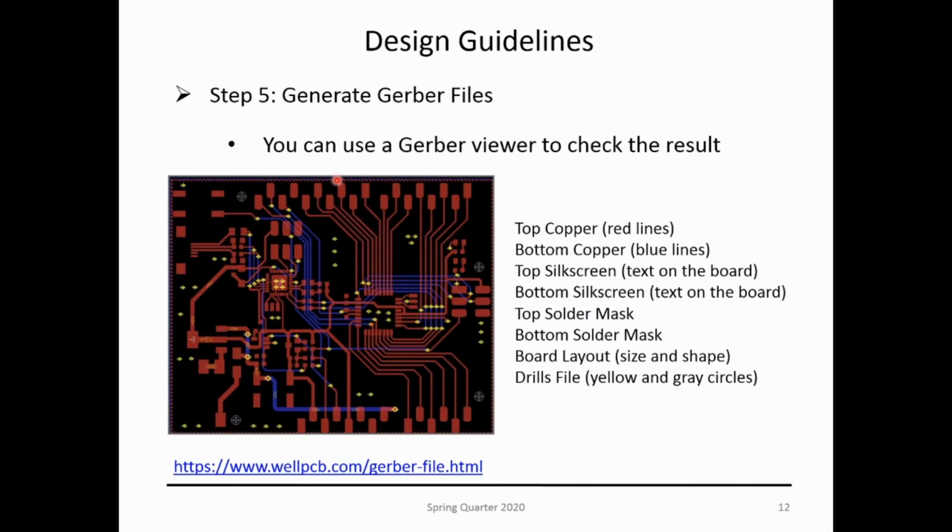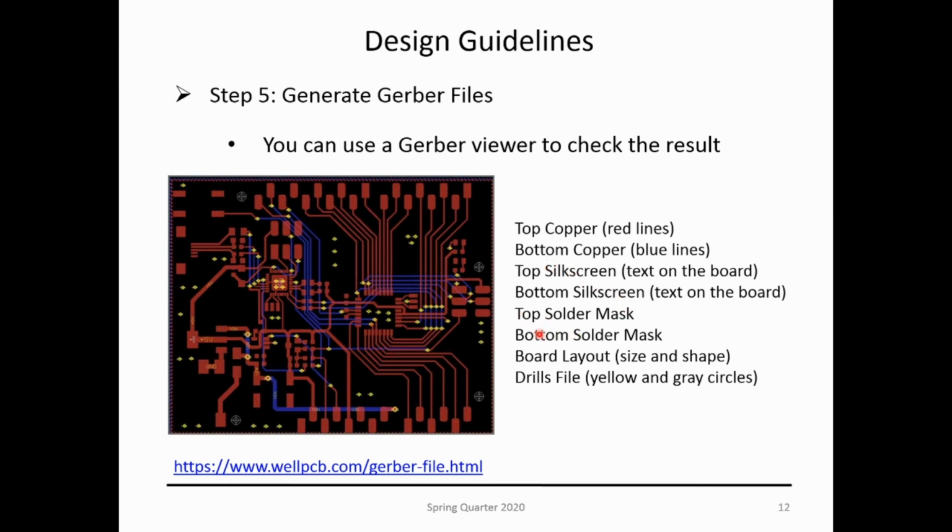Step number 5, generate the Gerber files. You can use a Gerber viewer to check the results. You are going to generate the files that you're going to send to the manufacturer, and those files have information about the top and the bottom copper, which here are the red and the blue lines, the traces. And then you have the top and the bottom silk screen. It's not represented in this example, but this is text or graphics that you have on the boards, indicating the pins and things like that.